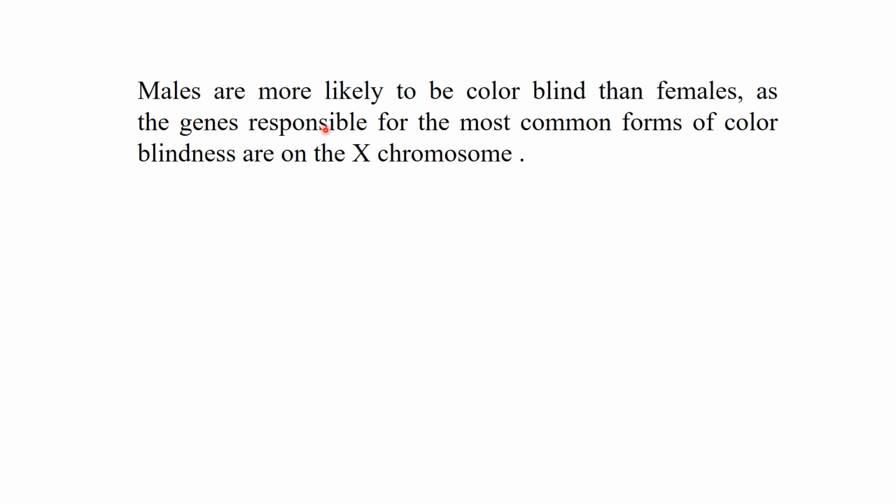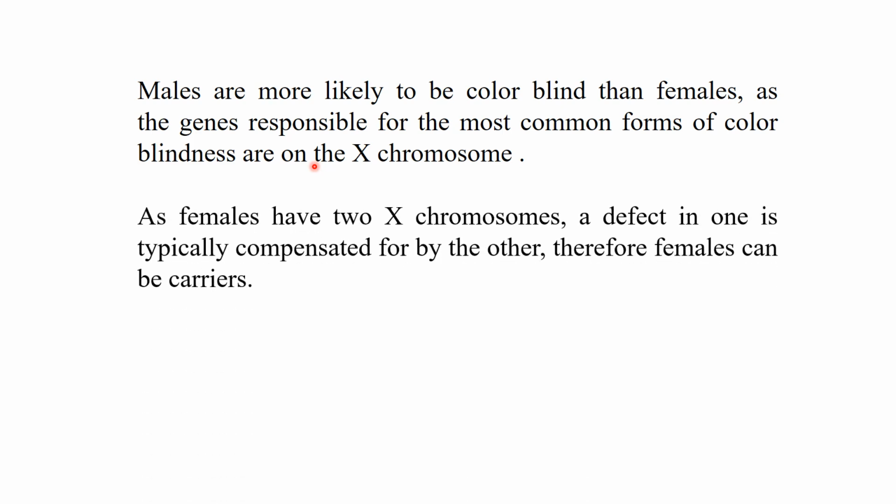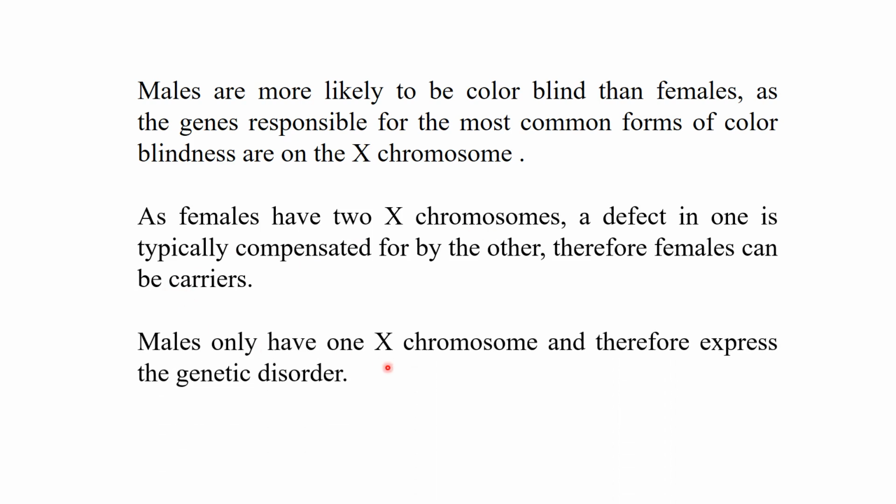Males are more likely to be colorblind than females, as the genes responsible for most common forms of color blindness are on the X chromosome. Mainly X chromosome पे मौजूद हैं, जैसे हमने डिस्कस किया कि जीन for red and green are on X chromosome. A female has two X chromosomes. A defect in one is typically compensated for by the other. Therefore, females can be carriers. Female carriers हैं, जैसे हमने हेमोफिलिक कंडीशन में डिस्कस किया. Males only have one X chromosome and therefore express the genetic disorder. मेल में सिर्फ एक ही क्रोमोसोम होता है, तो इसका कोई काउंटर पार्ट नहीं होता, कोई उसको बैलेंस नहीं करता, कोई उसको इनहिबिट नहीं करता. That's why it will affect it.